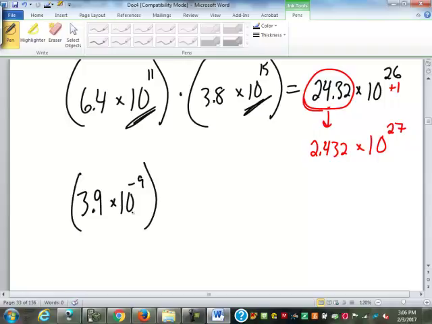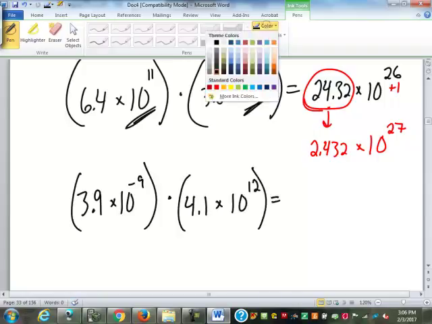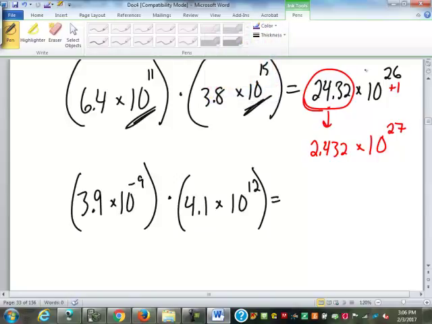So we may have 3.9 times 10 to the negative 9th times 4.1 times 10 to the 12th. We combine the counts. What's 3.9 times 4.1? 15.99. Good. Times 10 to the third. Perfect. Negative 9 plus 12 is 3.